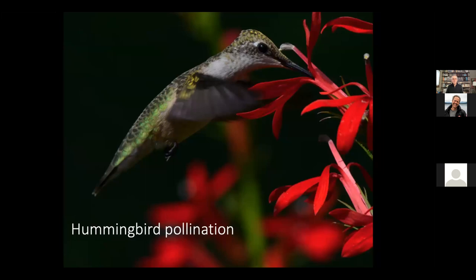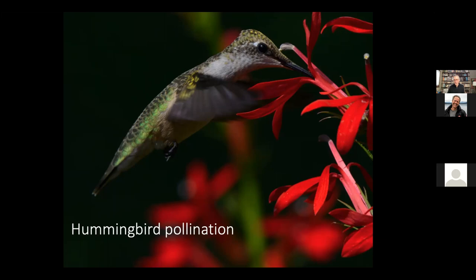It is exclusively hummingbird pollinated. It is the only red-flowered member of the section. The section Lobelia has 25 species. They originated in North America and or Central America, somewhere in the New World. And the genus itself, Lobelia, has about 400 or so species, but 25 of them are in the section Lobelia in North America. And cardinalis is the only one that is hummingbird pollinated, the only one that is red.